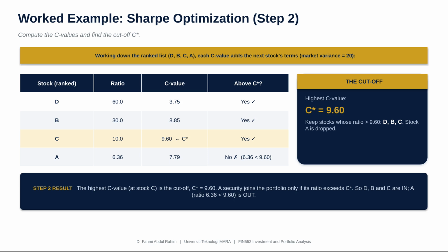The rule is to keep only securities whose excess return to beta ratio is above this cutoff. Check each. D's ratio of 60 is above 9.6, in. B's 30 is above, in. C's 10 is above 9.6, just barely, in. But A's ratio of 6.36 is below 9.6, so stock A is dropped. It does not earn enough return for the risk it brings. The result, in the box: our optimal portfolio will contain stocks D, B, and C, while A is excluded. Now step 3 tells us how much of each to buy.